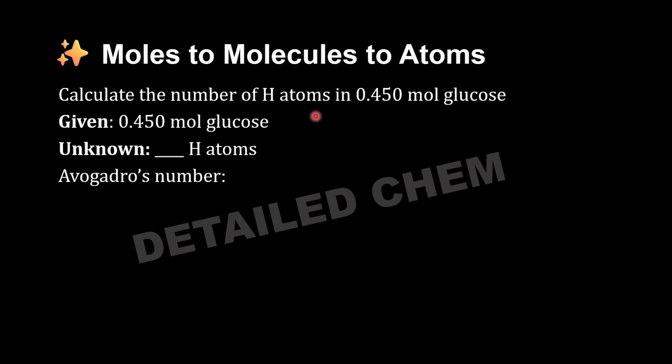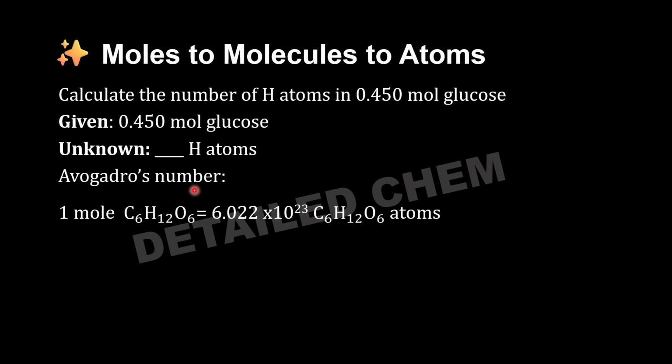hydrogen atoms. So the Avogadro's number that we should use is 1 mole of glucose is equal to 6.022 times 10 to the power of 23 glucose atoms. Okay? But we shouldn't use this value because glucose is a molecule. Okay?